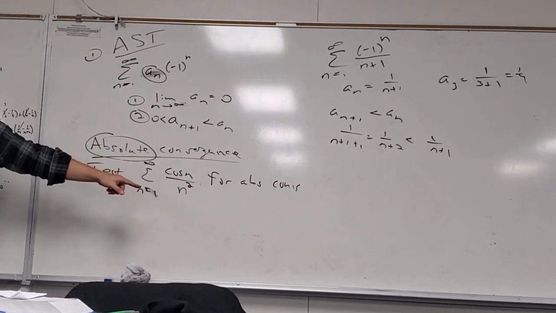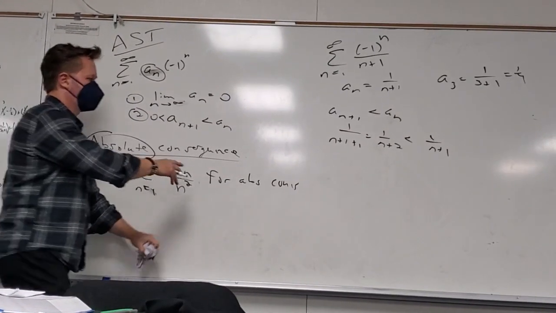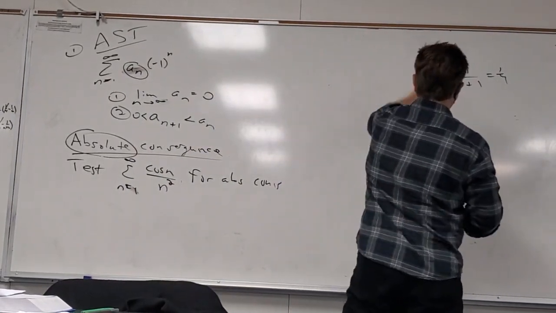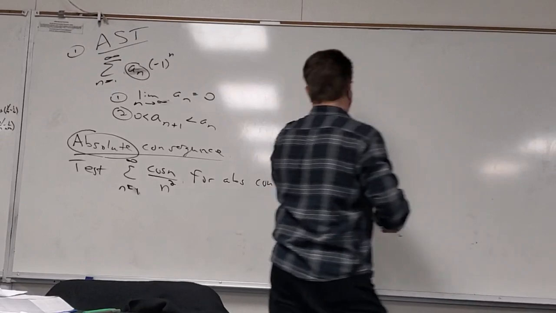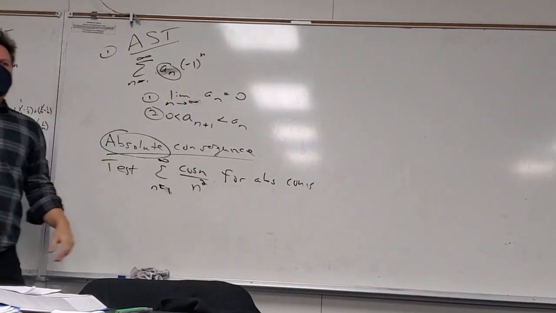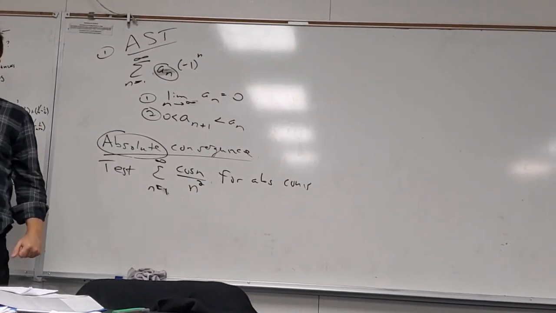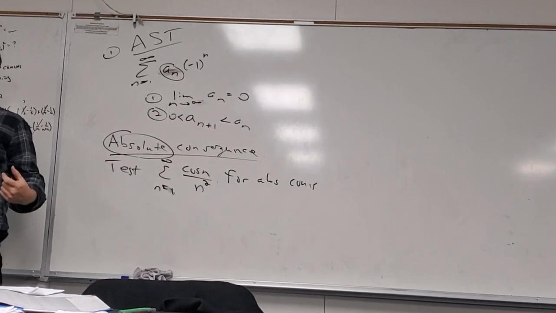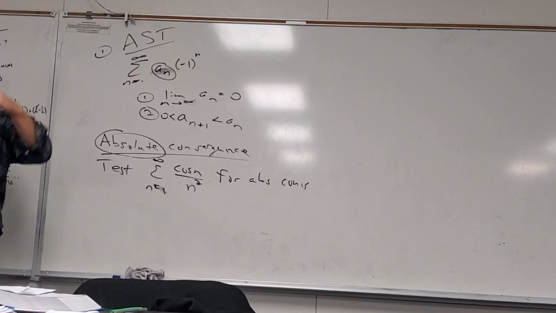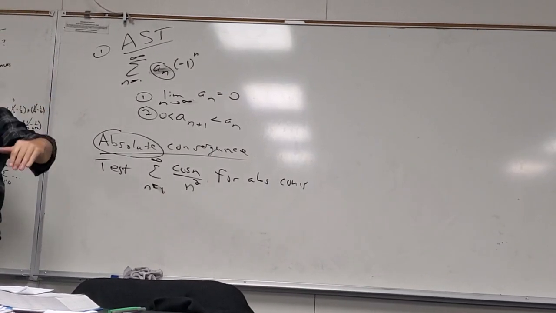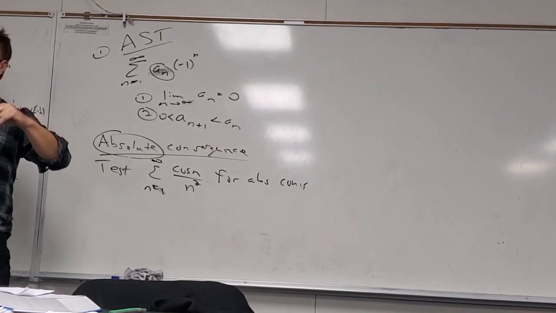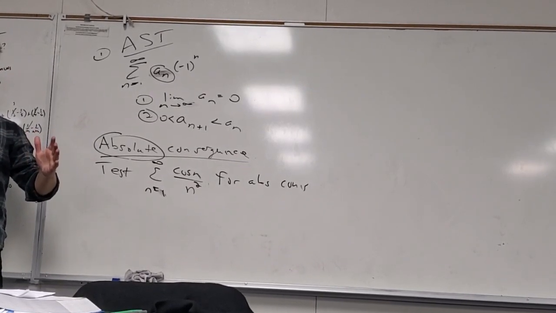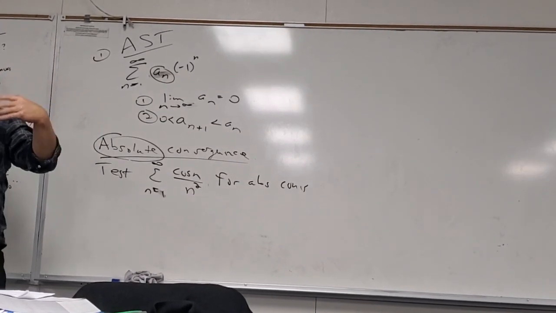Take the absolute value. Now, does anyone see something about cosine n? What's weird about cosine n? Can anyone tell me anything that's weird about cosine n? Sometimes it'll be positive, sometimes it'll be negative. Is it perfectly positive, negative, positive, negative? Nope.